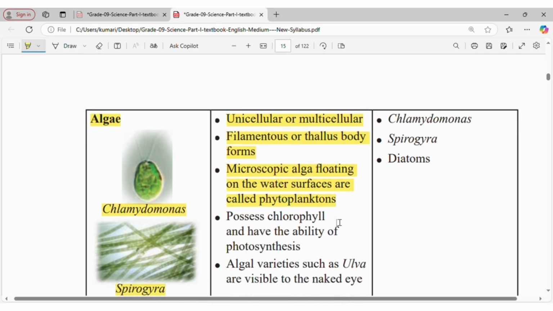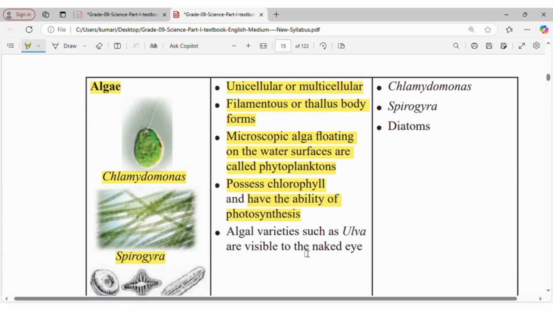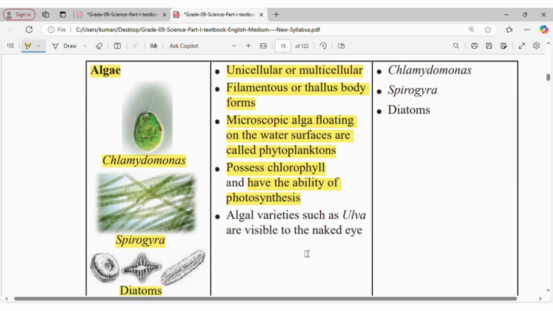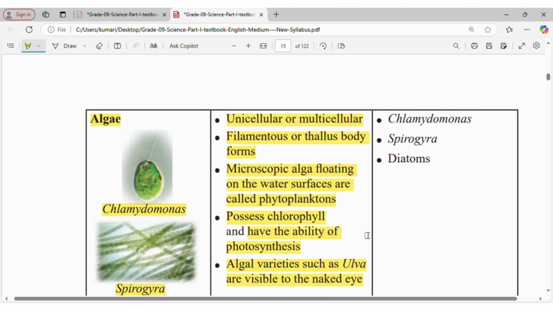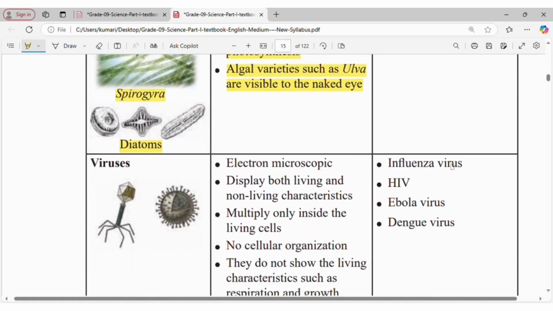Phytoplanktons are the major food producers in aquatic environments, and the food cycle and food web start from phytoplanktons. They possess chlorophyll, so they have the ability of photosynthesis. All the algae species are autotrophic. Algal varieties such as Ulva are visible to the naked eye. They are like seaweed but not seaweed actually. Chlamydomonas, Spirogyra, and diatoms are the three examples we got in our textbook.